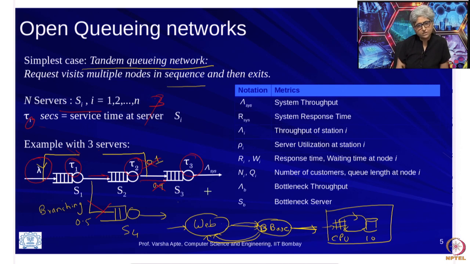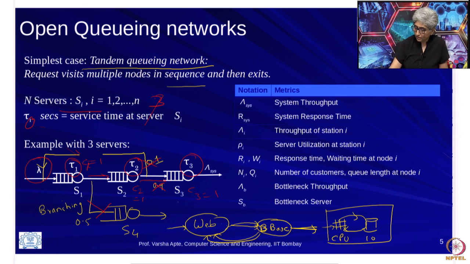We are going to consider only infinite buffers for the queuing networks, so we are not going to consider K and so on. We can have multiple servers, but again for this example right now we are going to just consider one server each. So we are considering C1 equal to 1, C2 equal to 1 and C3 equal to 1.